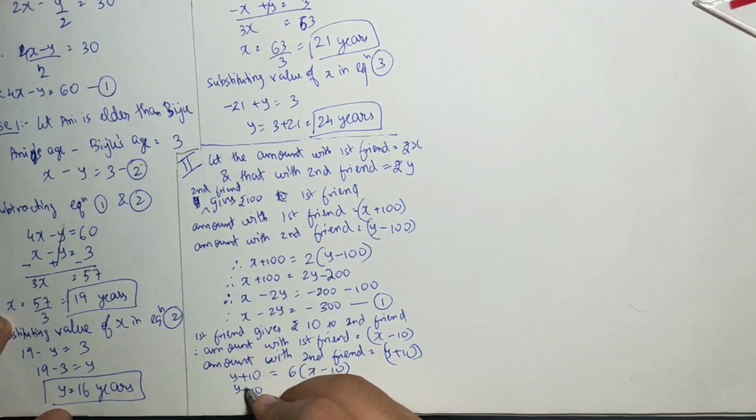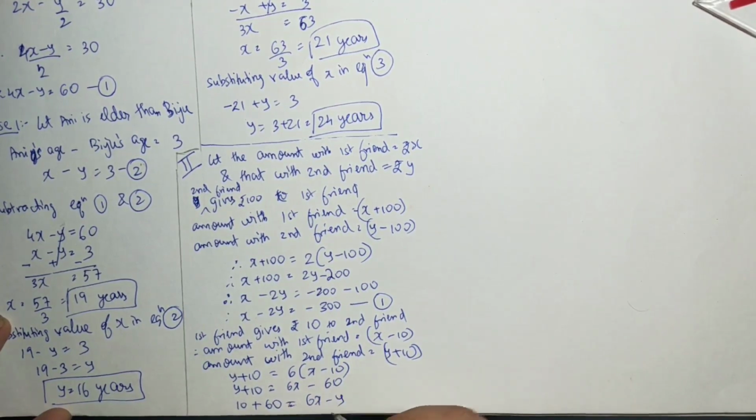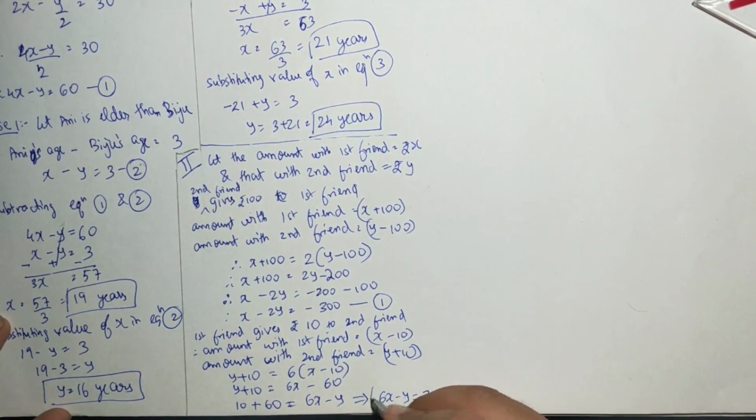Opening the bracket, y plus 10 will be equal to 6x minus 60. I am taking y on this side and 60 on that side. So 10 plus 60 equals 6x minus y. From this I will get 6x minus y equals 70. This is my second equation.